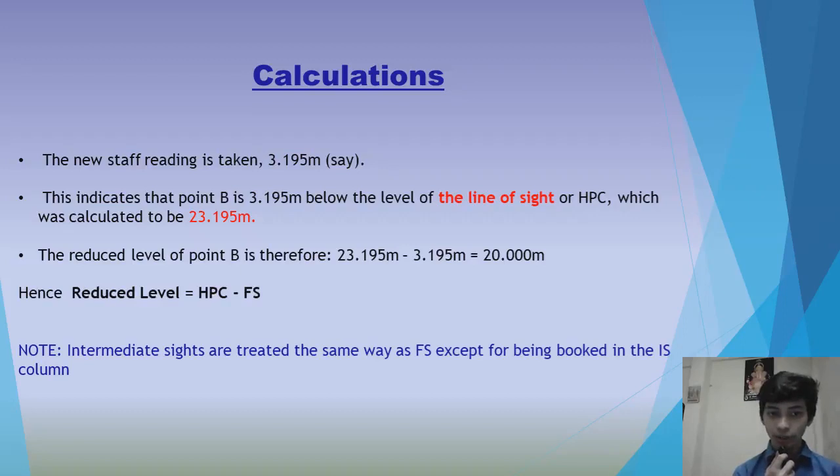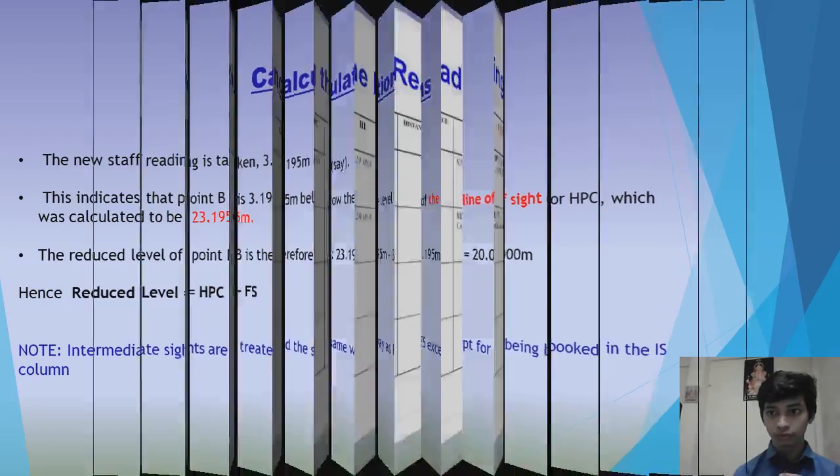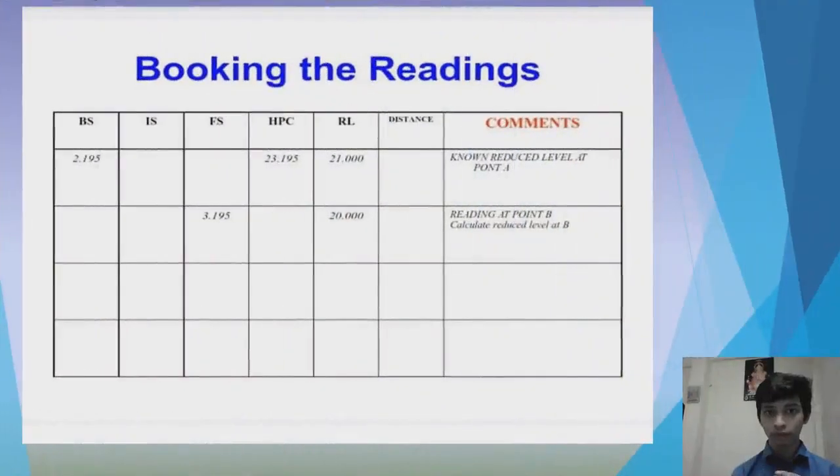Note: intermediate sights are treated the same way as foresights, except for being booked in the intermediate sight column. Go to the next slide. Booking the readings.